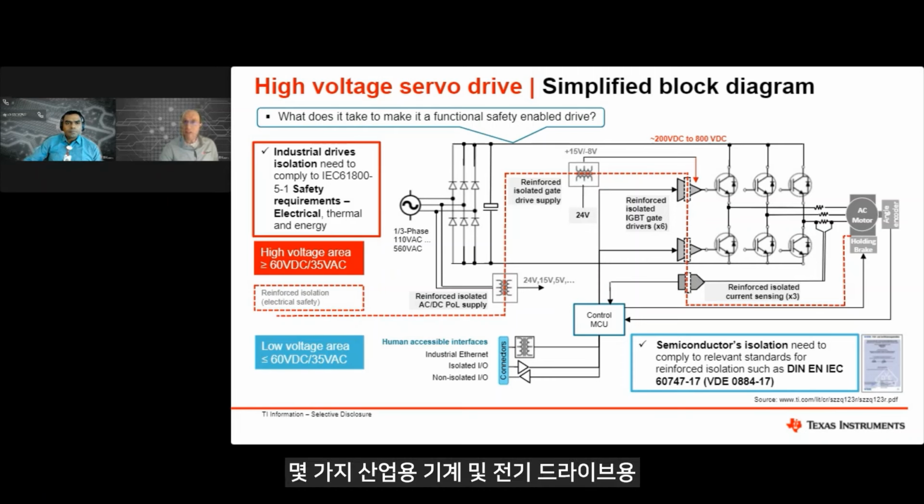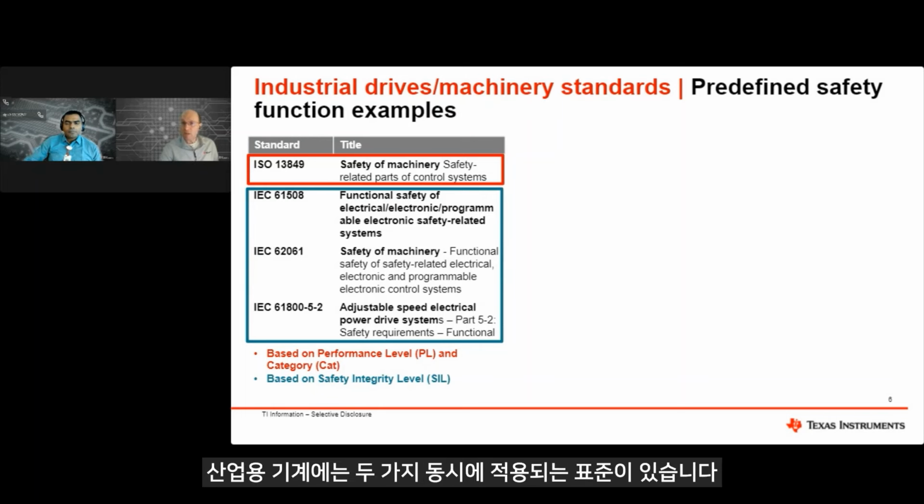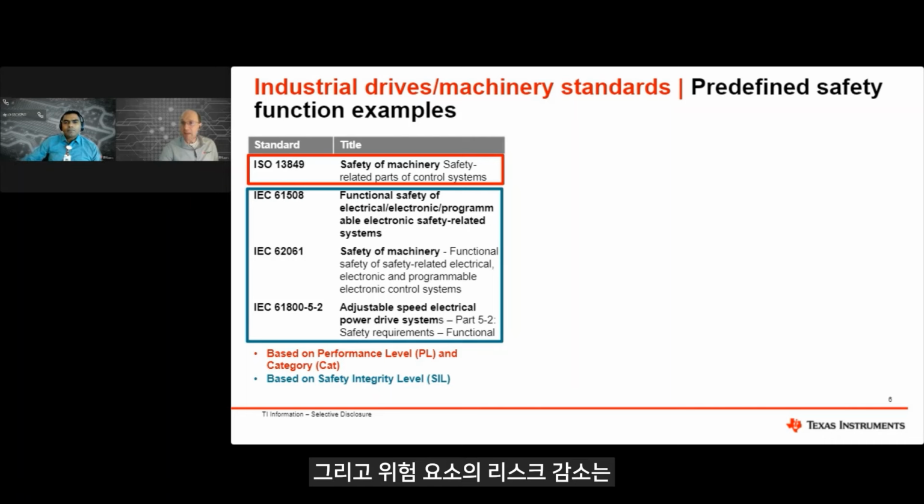Let's have a look at a few key standards for industrial machinery and electric drive. There are 2 concurrent standards for industrial machinery, where electric drives are a key part. The ISO 13849 specifies safety of machinery for the control system, and the risk reduction of hazards is expressed as performance levels. The IEC 62061 and the IEC 61800-5-2 specify functional safety for industrial machinery and variable speed drives, and here risk reduction is expressed as safety integrity level, SIL. Both standards refer to the key safety standard IEC 61508 for electronic safety-related systems.